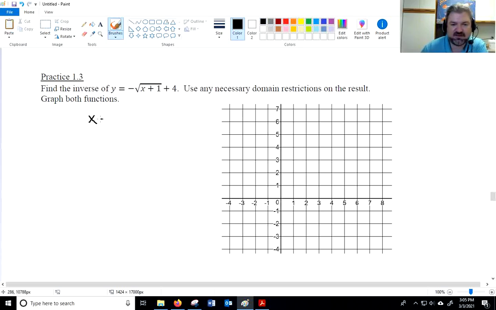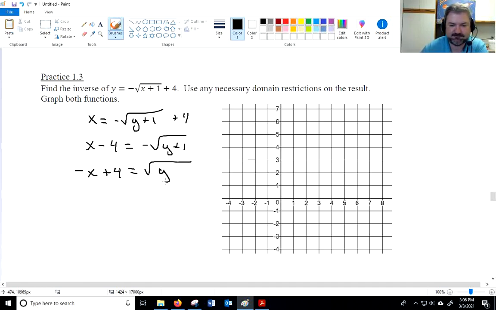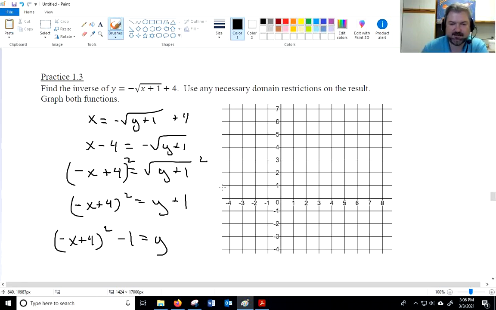You should have switched the x and y. And if I do that, I get this shape here. Now, I'm going to go ahead and divide by negative 1, but it turns out it's actually not necessary, because when I square both sides, I could factor out this negative 1 and square it and make it a positive 1. So we end up with negative x plus 4 squared minus 1 equals y. But we need to restrict this domain. This domain is all real numbers.